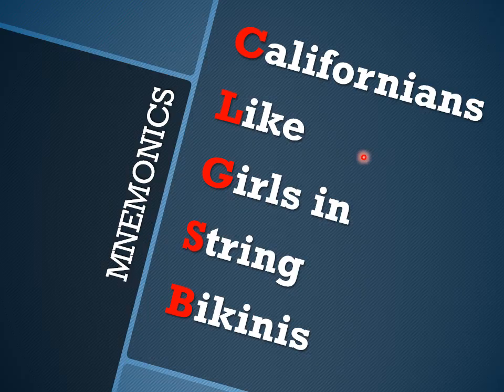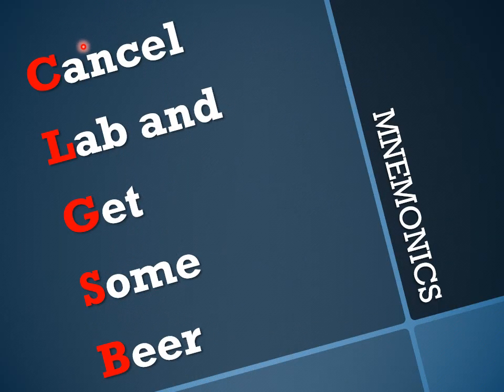For mnemonics, para hindi tayo masyadong nalilito kung ano ang outermost going innermost, sa other books, ang sabi as mnemonics daw, Californians like girls in string bikinis. Corneum, lucidum, granulosum, spinosum, and basale. Pero kung nasa Philippines ka, ang ating mnemonics, cancel lab and get some beer. So C again for corneum, L lucidum, G granulosum, S spinosum, B basale.